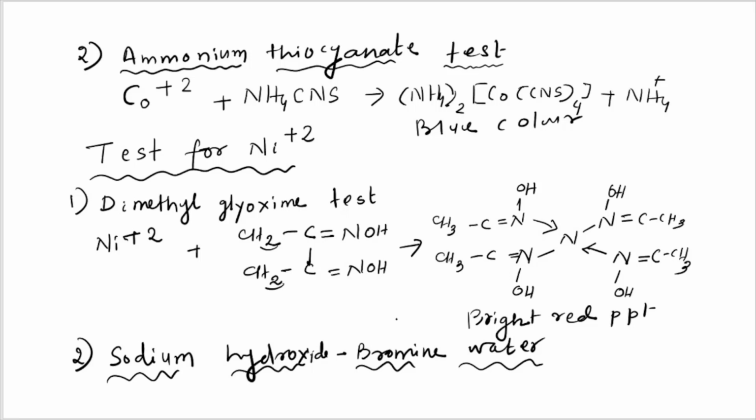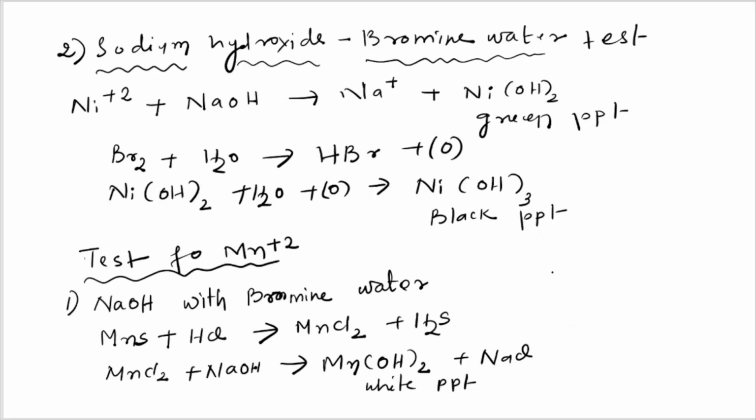Then test for Ni, this is called dimethylglyoxime. Many times the formula and structure of dimethylglyoxime is asked, so you should remember the structure of dimethylglyoxime. It will give a bright rose red color precipitate, and this is also a very complex structure, you may remember or not.